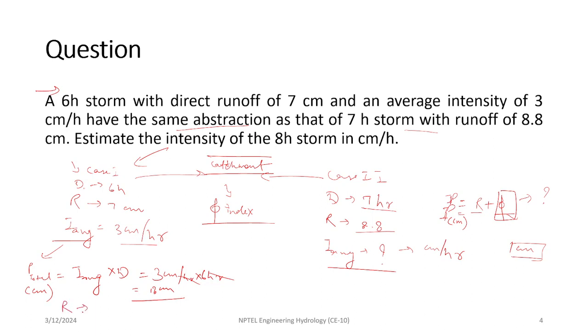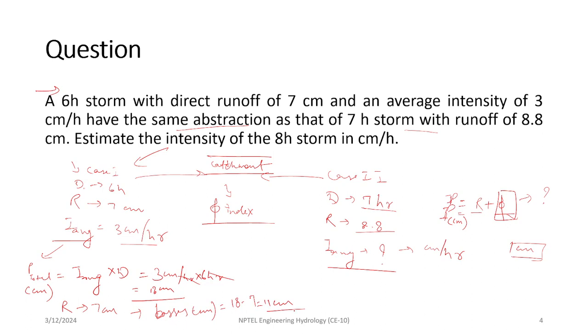We also know how much amount of water is contributed as direct runoff. It is saying 7 centimeter. So can we determine the abstraction depth, that is the losses? Yes, it will be losses. So loss in depth, how much will it be? 18 minus 7, that will be 11 centimeter, right?